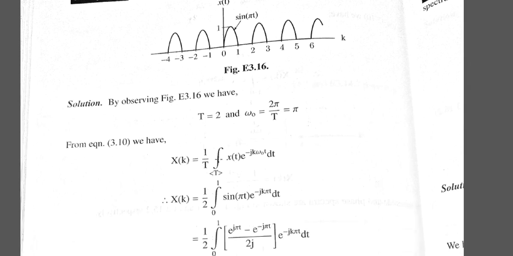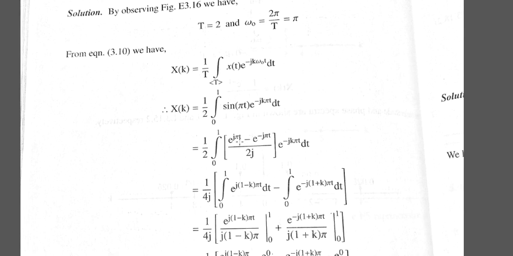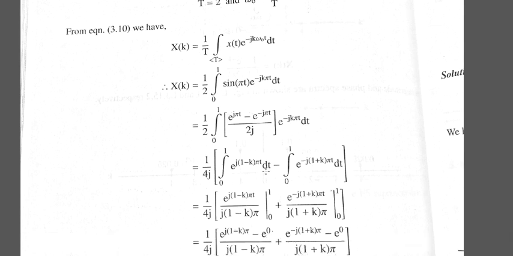X of k is 1 by T times the integral over the time; the equation is written. We just substitute the values. T is 2, sine of pi t, e raised to minus j k pi t, since omega naught is pi, and we have substituted dt. Now we just need to do the integration of this. Before that, it has been expanded. We know the expansion of sine is this, and we'll integrate this from 0 to 1.